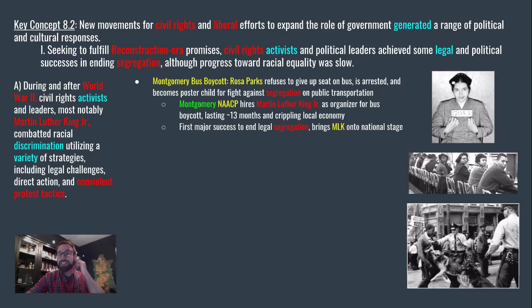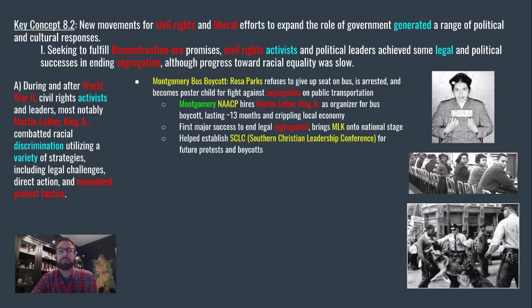So why is this significant? It's the first major success in steps to end legalized segregation in the South, and it also puts Martin Luther King Jr. on the national stage. So he's actually a well-known name rather than just a minister in his late 20s. What else did this do?